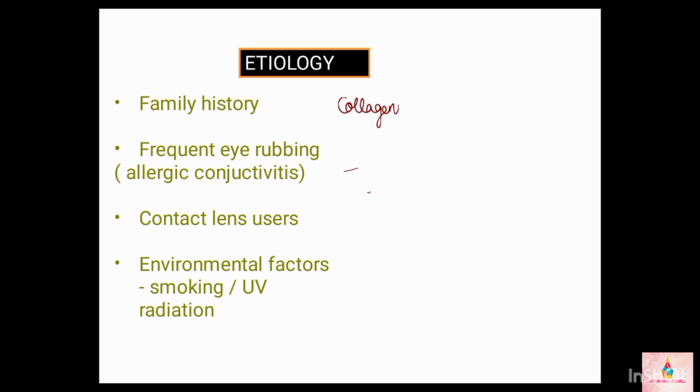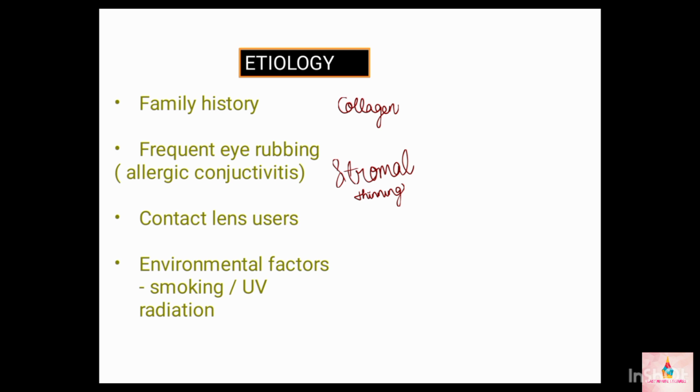And also history of frequent eye rubbing. This may be a keyword in the question. A 20-year-old male or a 16-year-old female presenting to the OPD with frequent change of glasses or a history of frequent eye rubbing. All these conditions, when they're mentioned in the question, you need to identify the keywords. So let's come back to the etiology. Other than family history, frequent eye rubbing, which may be due to dry eye or commonly due to allergic conjunctivitis, can lead to stromal thinning and thereby lead to dilation and protrusion of the cornea.